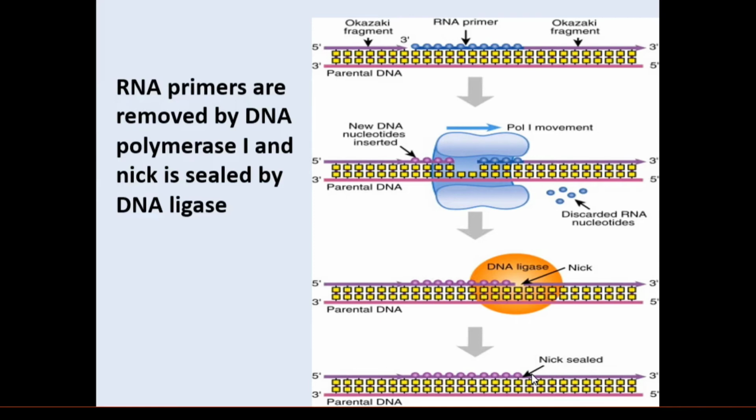After the RNA primer is removed and the gap is filled with DNA, a nick remains in the DNA backbone in the form of a broken phosphodiester bond. The nick is sealed by DNA ligase.